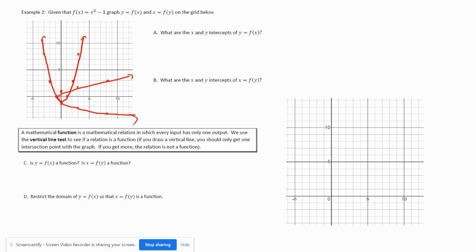What are the x and y intercepts of x equals f of y? Okay, so we can see this on the graph over here. All right, so for this part, what this bullet says?